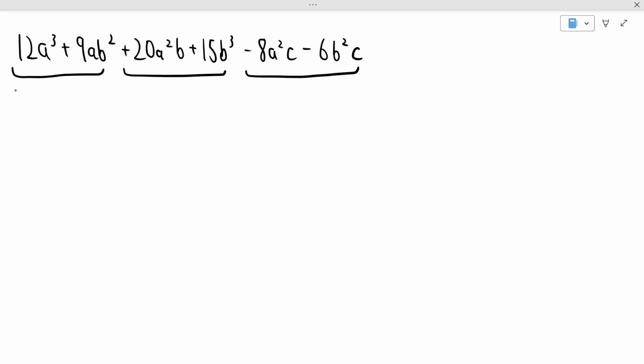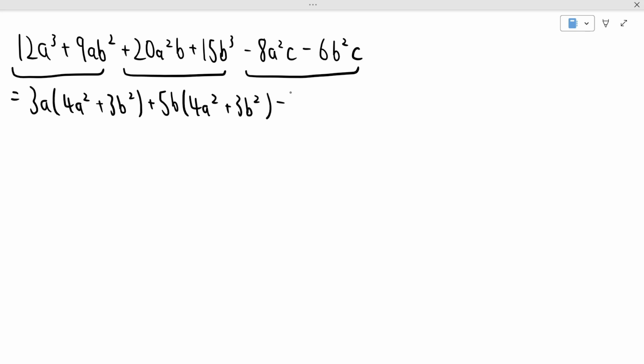So if we continue with the factoring, we can take out a 3a from both terms in the first group. 12a cubed divided by 3a is 4a squared, and 9ab squared divided by 3a is 3b squared. So moving on to our second group, we can take out a 5b from both terms, and 20a squared b divided by 5b is 4a squared, and 15b cubed divided by 5b is 3b squared.